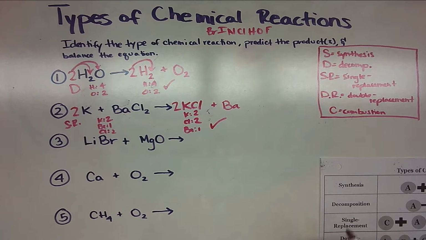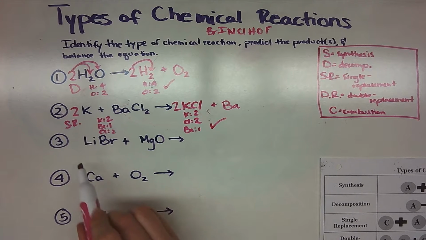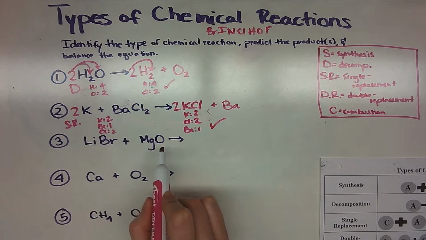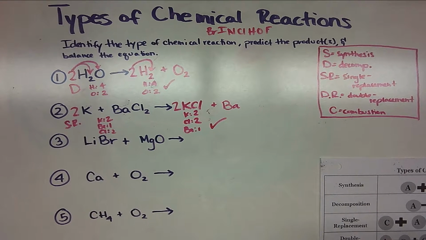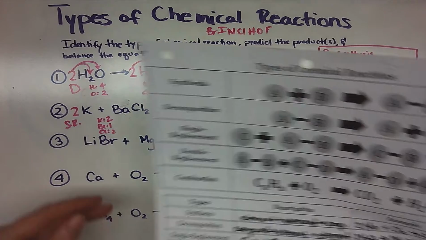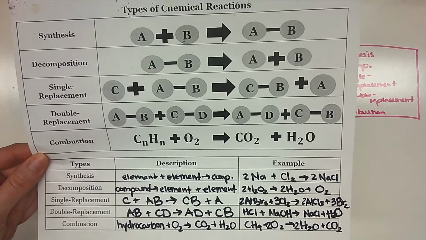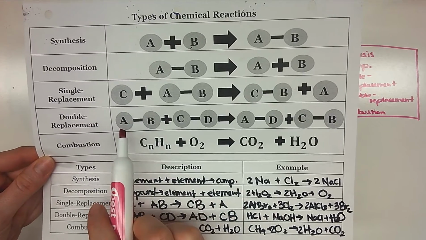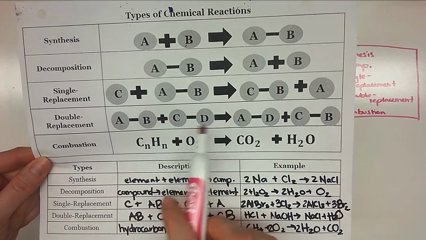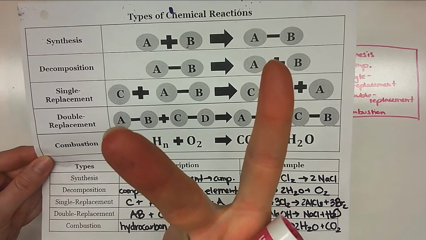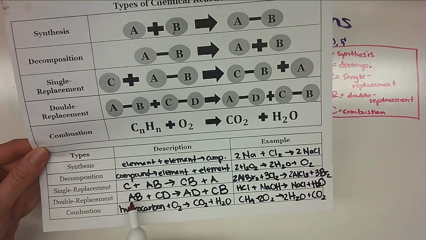All right, let's move on to number 3. I have lithium bromide plus magnesium oxide. So I have a compound plus a compound. All right, let's take a look. When you have a compound and a compound, it'll go with double replacement. So these 2 compounds are going to come together and they're going to switch partners. So double replacement here as well.